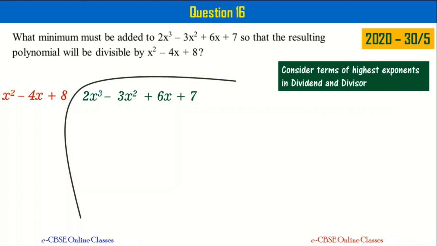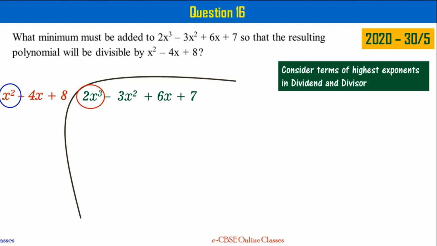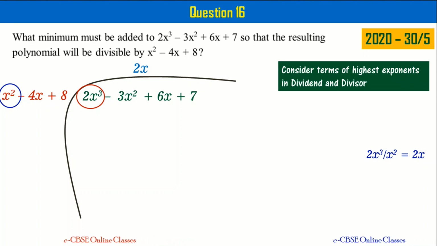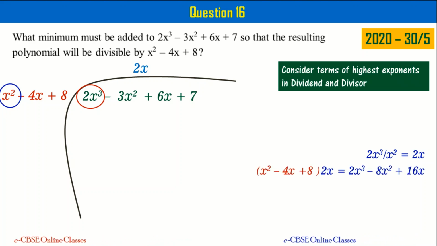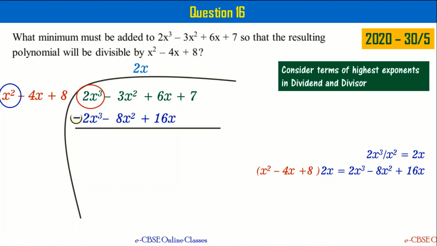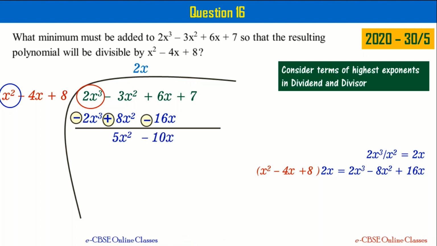The first step, consider terms of highest exponents. 2x cube and x square. Divide 2x cube with x square. Answer is 2x. Now write 2x at the top. And now multiply divisor with 2x and subtract the expression whatever you got from the previous expression such that you get 5x square minus 10x as the answer. So let me bring down plus 7. And now the expression I have is 5x square minus 10x plus 7, right?